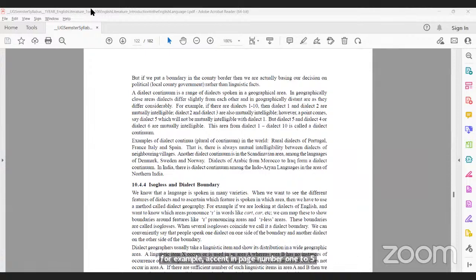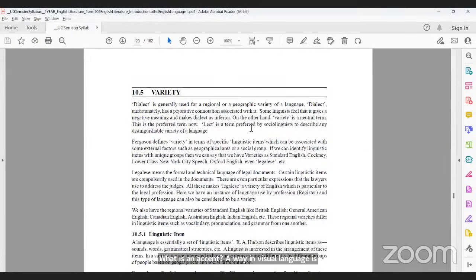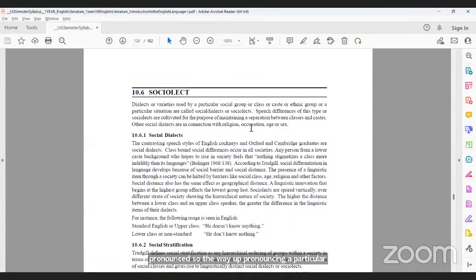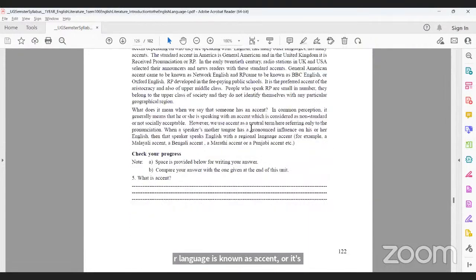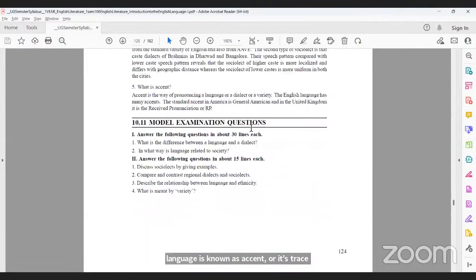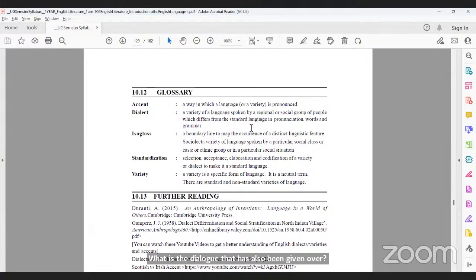What is an accent? A way in which a language is pronounced. So the way of pronouncing a particular language is known as accent or stress. Then what is a dialect? That has also been given over there. Isogloss, a boundary line to map the occurrence of a distinct linguistic feature. Sociolect, a variety of language spoken by a particular social class, caste, ethnic group, or in a particular social situation.